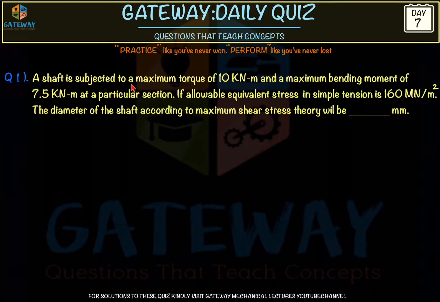A shaft is subjected to a maximum torque of 10 kN and a maximum bending moment of 7.5 kN at a particular section. If the allowable equivalent stress in simple tension is given as 160 MN/m², the diameter of the shaft according to the maximum shear stress theory will be in mm.